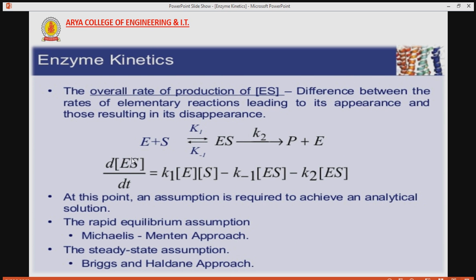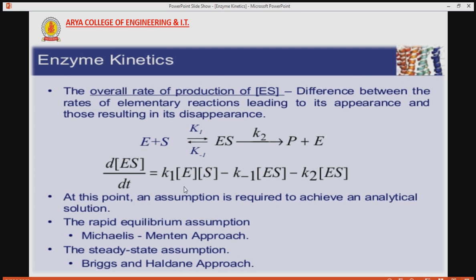So, the overall rate of production of enzyme-substrate complex is the difference between the rate of the elementary reaction leading to its appearance and its disappearance. Enzyme plus substrate gives enzyme-substrate complex, which is further broken down into product and enzyme. So, the equation here is the time rate of change of ES equals K1 E into S minus K minus 1 ES minus K2 ES.